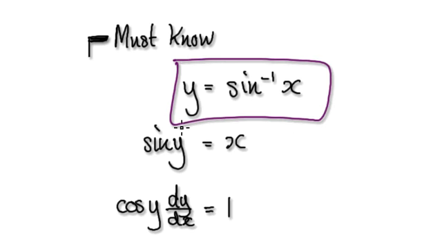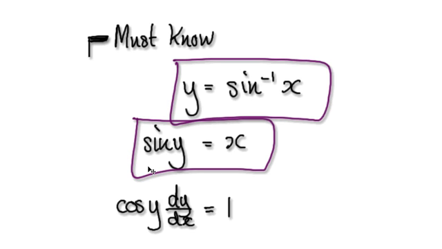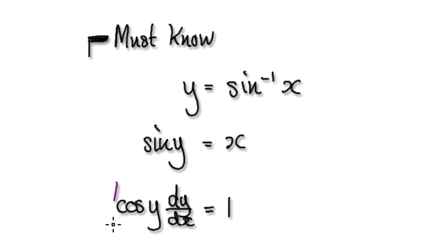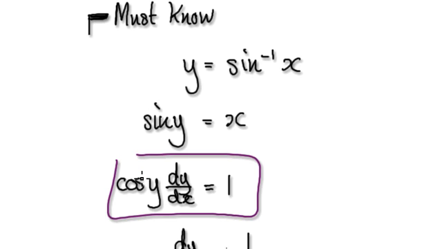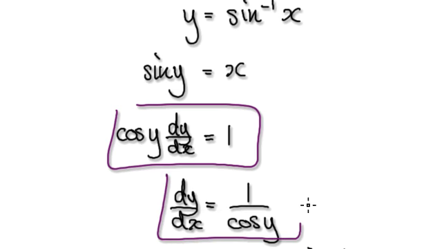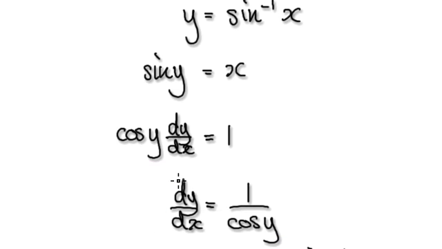So starting from this, take sine on both sides. That will then give you this. And then use implicit differentiation. That will then give you this. So dy by dx equals this. We've done this many times in the past, so if you don't understand this, then go back to one of the earlier videos.